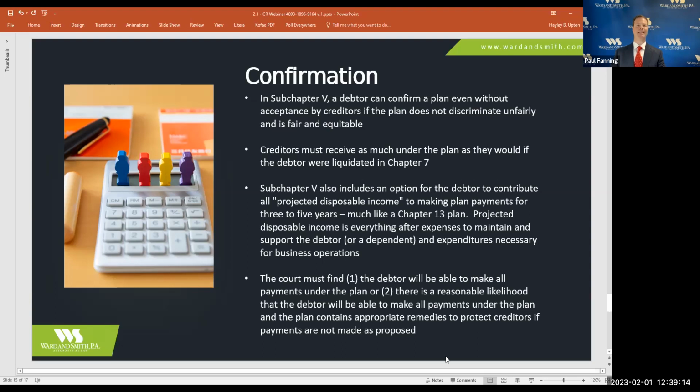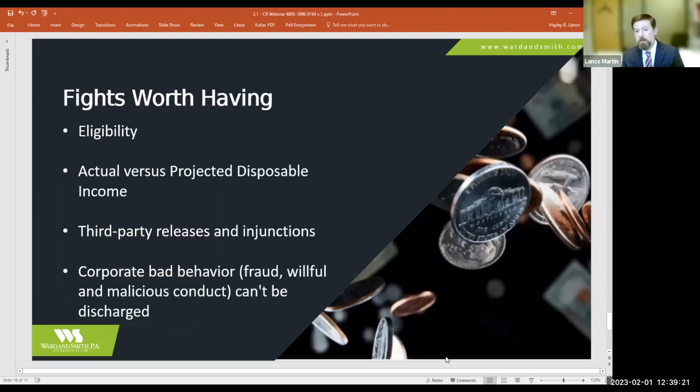Speaking of contesting, Lance, you want to talk about fights worth having? I do. And before we get to that, there was a question in the chat about, what have you seen as far as the quality of financial statements and disclosures in Subchapter 5 versus traditional Chapter 11?